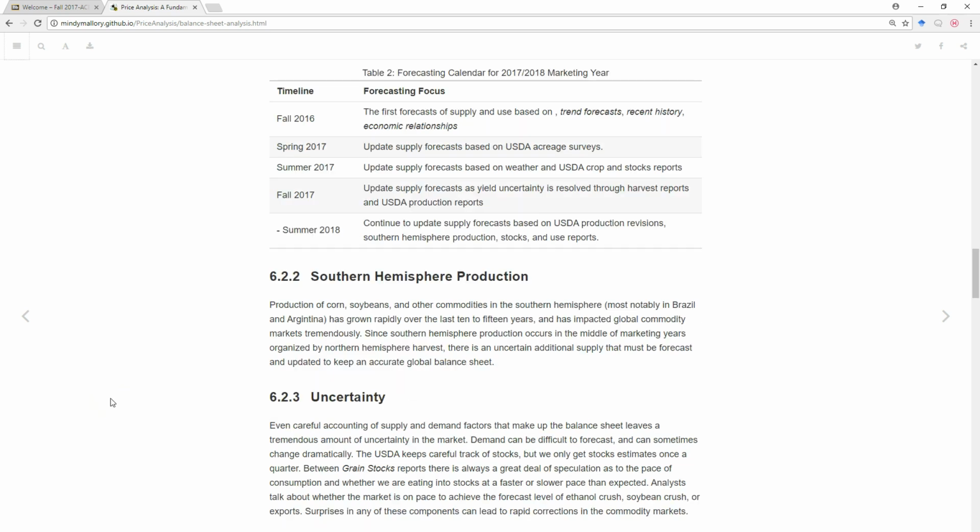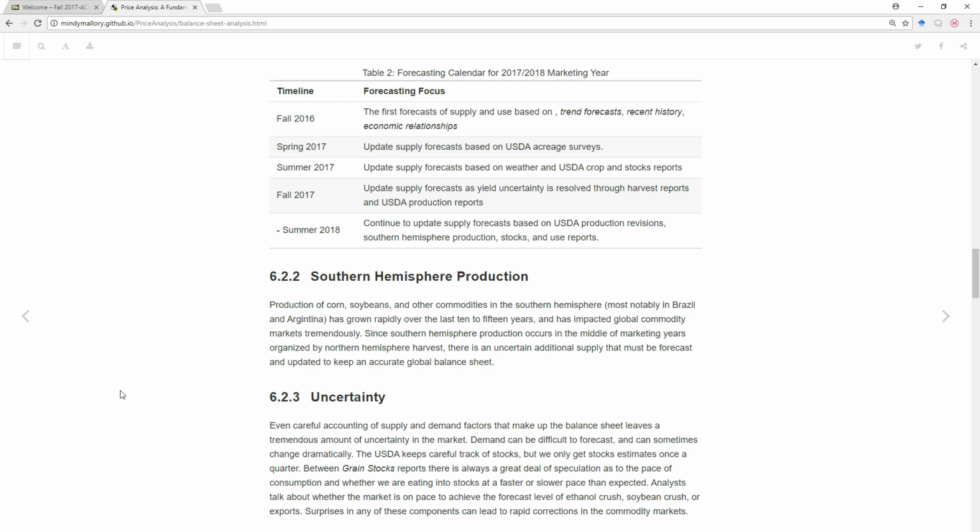Table 2 outlines the forecasting calendar for the 2017-2018 marketing year. Now keep in mind that the 2017-2018 marketing year is the one that, as of today's recording, we're just entering. So this is September 2017, and harvest is just about to start with full force around Champaign County, Illinois. And so we're just entering this marketing year, 2017-2018.